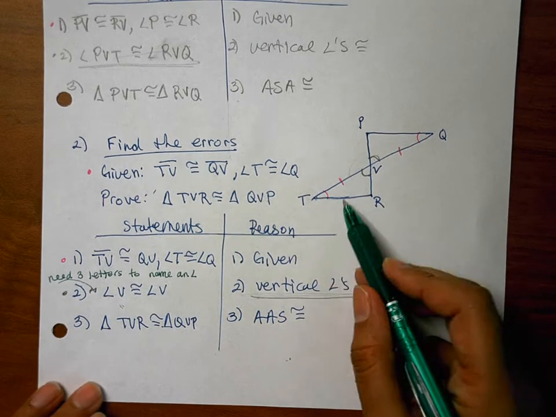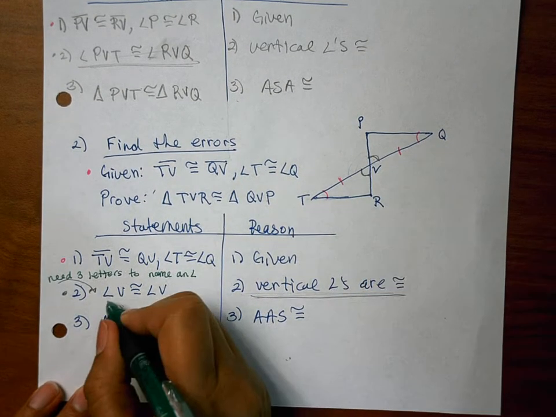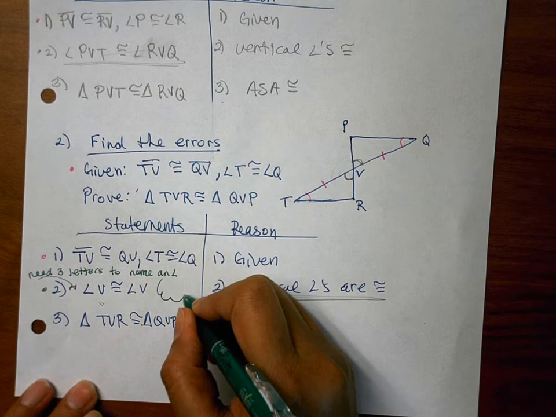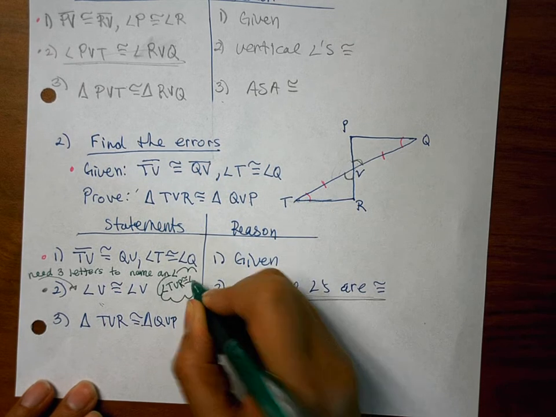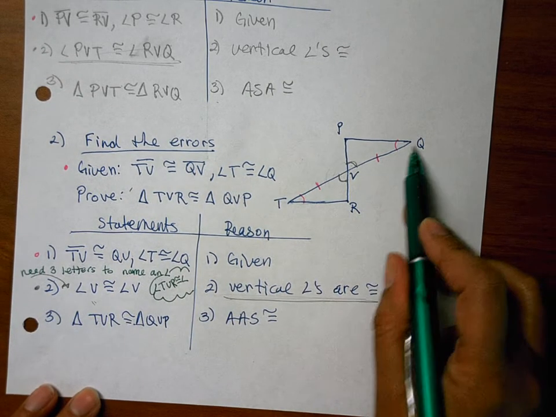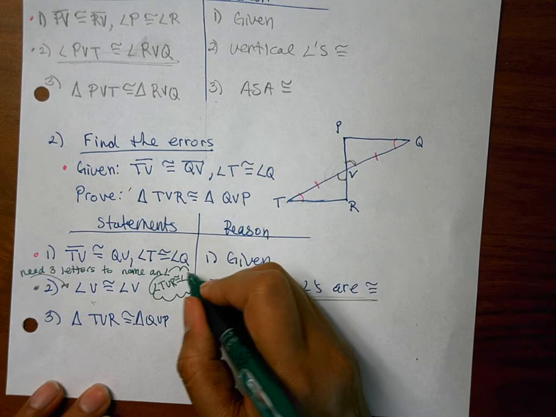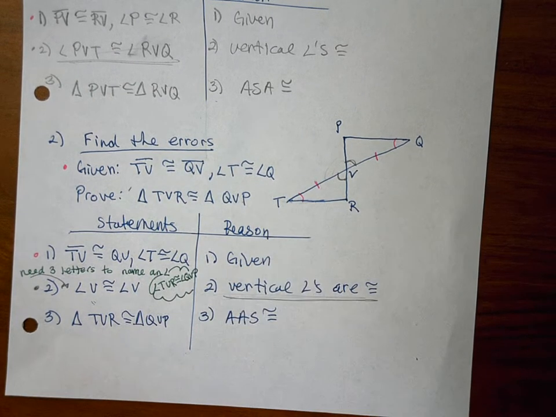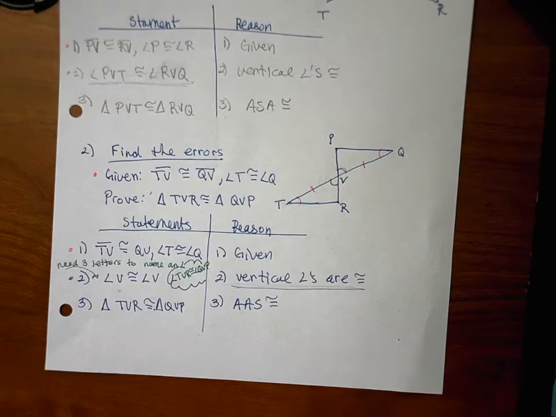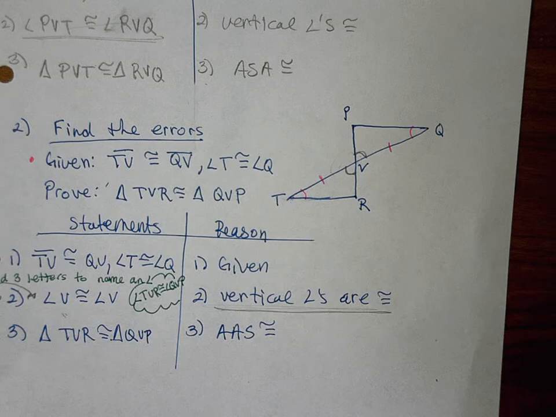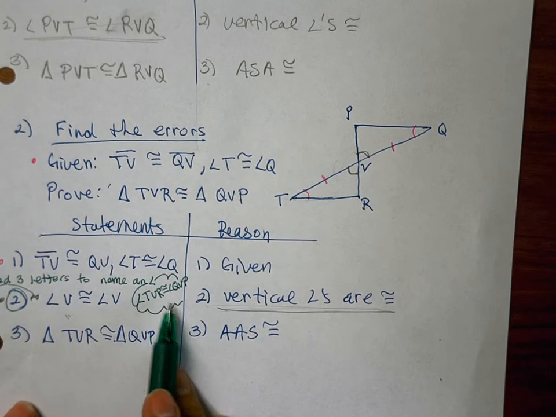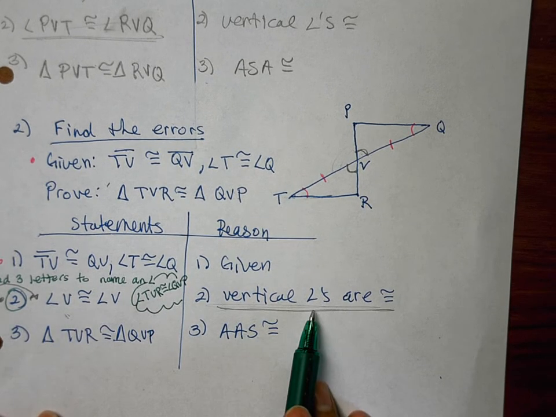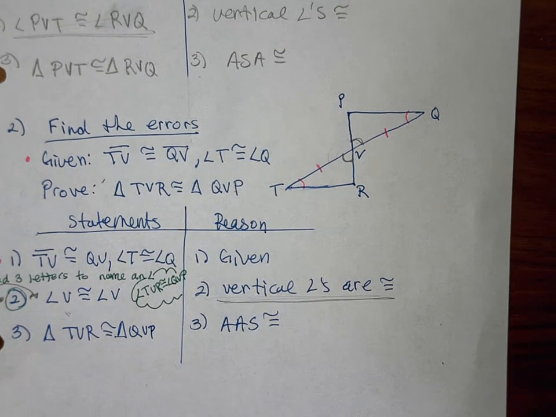Let's go ahead and correct it. If I'm calling this one here TVR, I'll correct it in here. Angle TVR is congruent to angle QVP or PVQ. Okay. Let's continue and see if there are any more mistakes. So right here, that's the first one. We need 3 letters. That's the way it should be. Number 2, vertical angles are congruent. That's correct. Those are vertical angles and they are congruent.